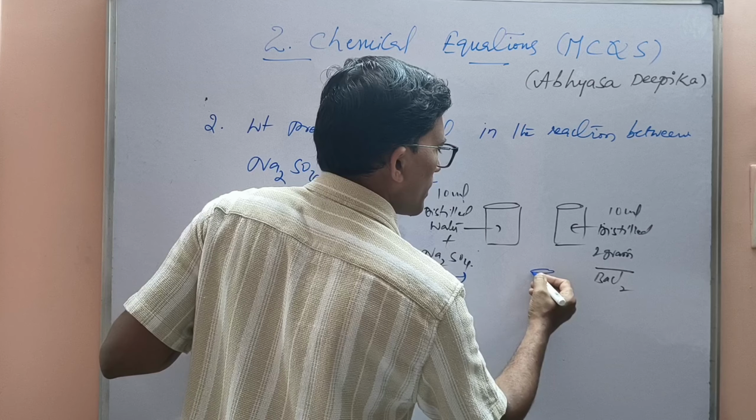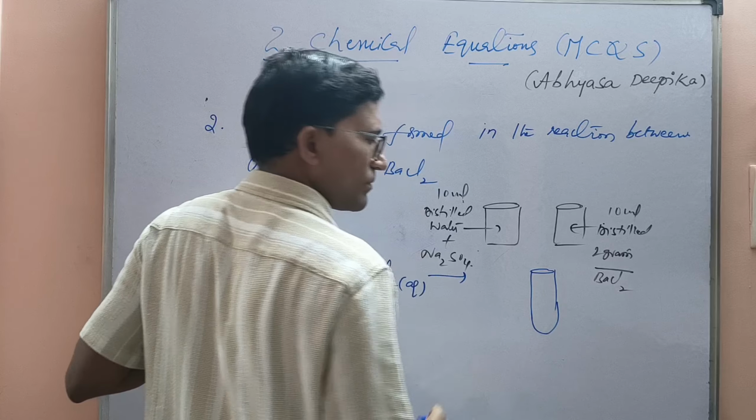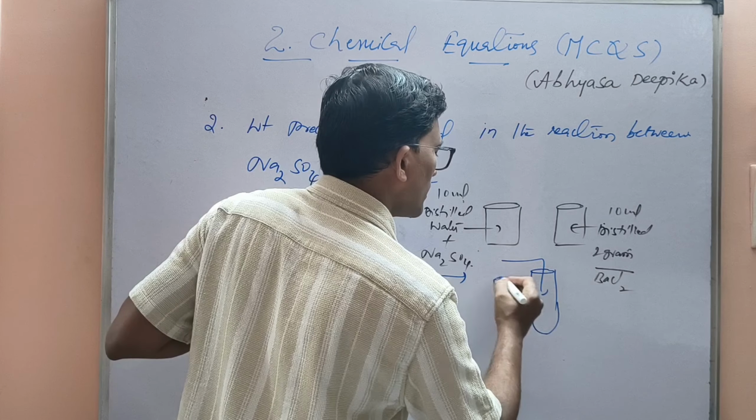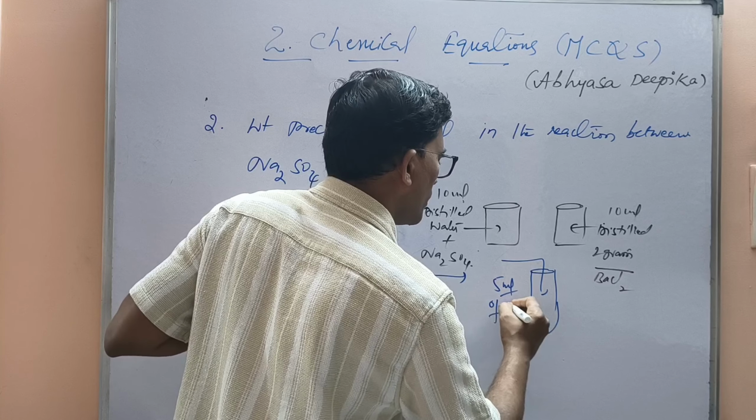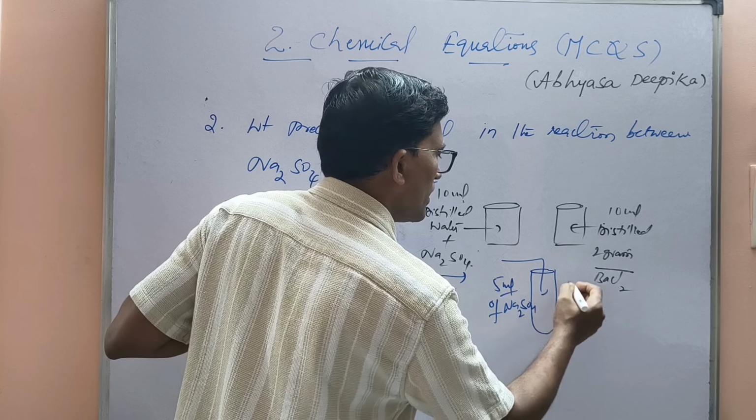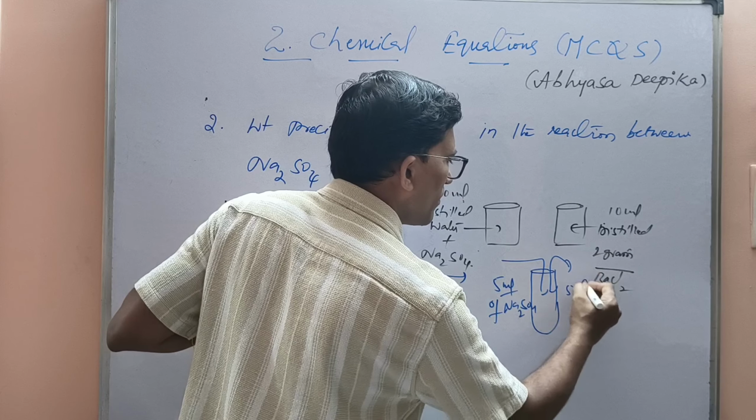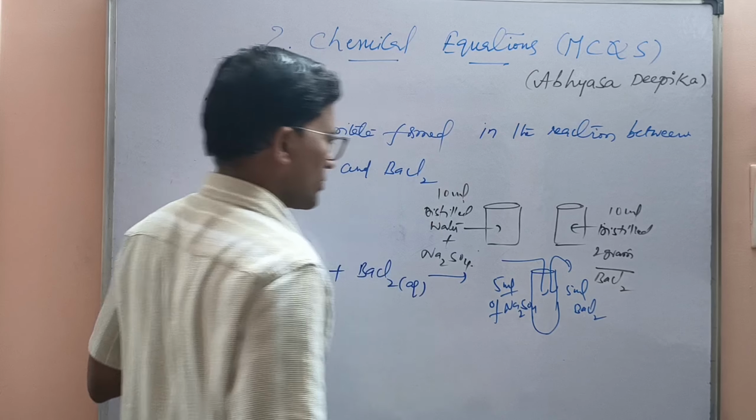So what you do is, I am going to transfer these two. I will take another glass beaker, or you can take one test tube. I am going to take 5 ml of Na2SO4 solution, and I am going to add 5 ml of barium chloride solution.